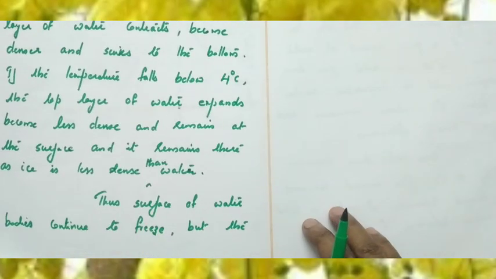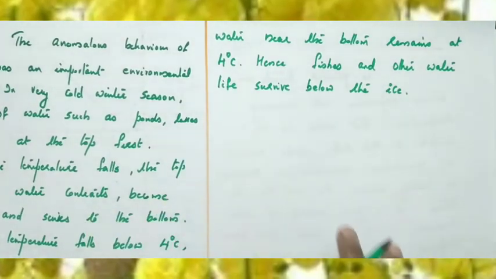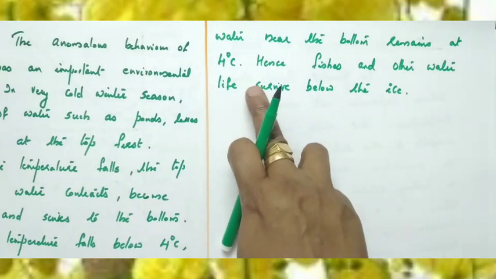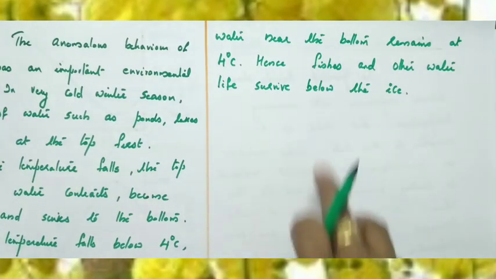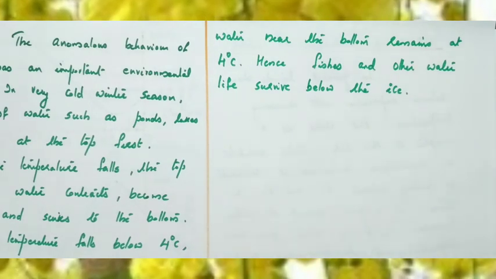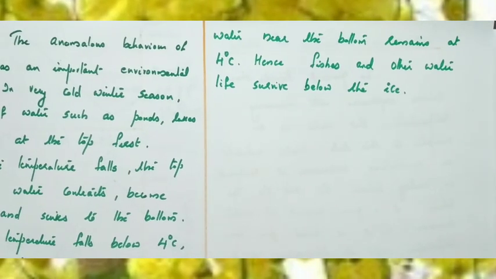Thus the surface of water bodies continues to freeze, but the water near the bottom remains at 4 degrees Celsius. So the top layer of water bodies freezes and gets converted to ice, but the bottom layer remains at 4 degrees Celsius, which is in the liquid state, and hence fishes and other water life survive below the ice. Thus because of this anomalous behavior, marine plants and animals can survive in water bodies even in very cold climate.